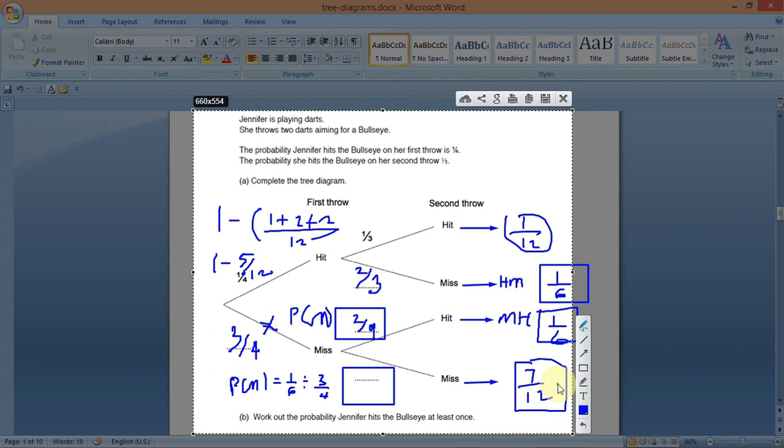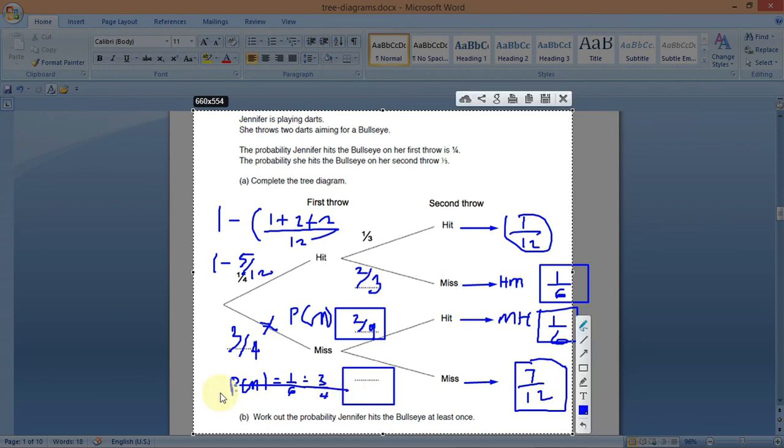7/12 plus 1/6 plus 1/6 then plus 1/12. I'm misbehaving already. Plus 1/6 plus 1/12. So that should give me 1. Correct. Okay, so I can now go ahead and finish up here now.